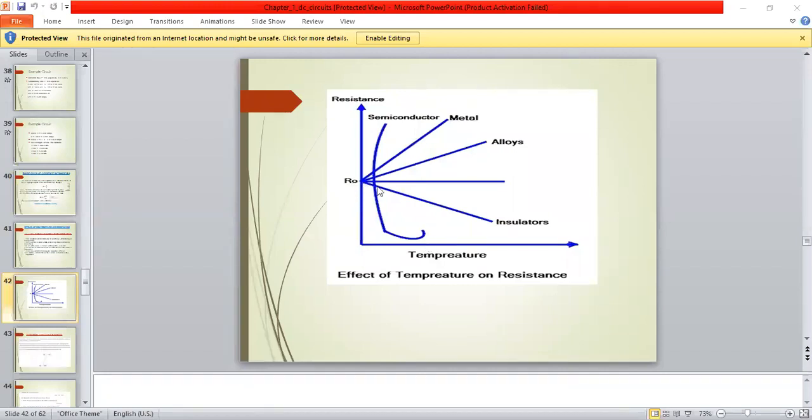Okay. For insulators, it's again resistance decreases with increase in temperature. And जो temperature coefficient of resistance की value होती है semiconductors and insulators, it is negative, whereas for metals and alloys it comes out to be positive. इन दोनों के लिए ये positive रहता है. Okay, so this is how the resistance varies with temperature for different types of materials.